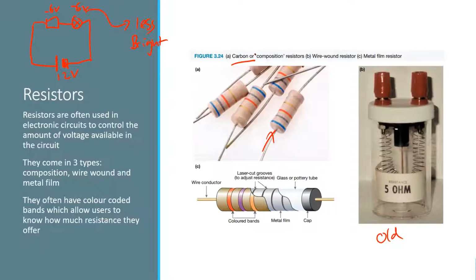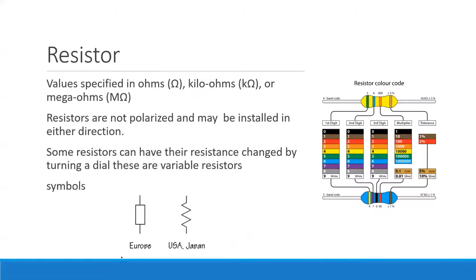Now, they often have color-coded bands on them. Examples of those color-coded bands are here, and you can see them here. These color-coded bands allow users to know how much resistance they offer. Normally I would skip over this part, but then I noticed that it showed up in 2 of the different textbooks. So I'm going to quickly explain some of this. Okay, I'll start off with the resistors first.